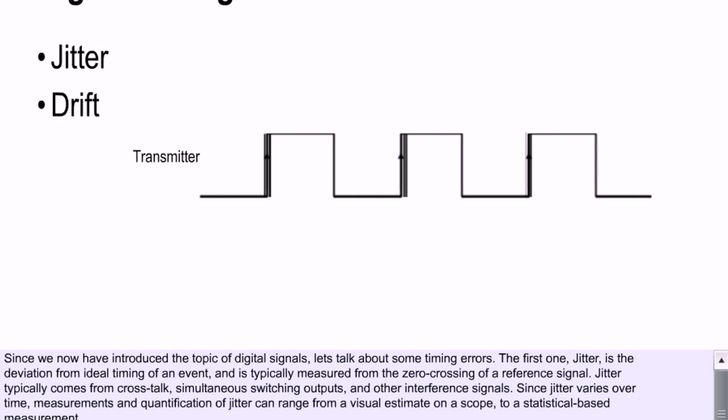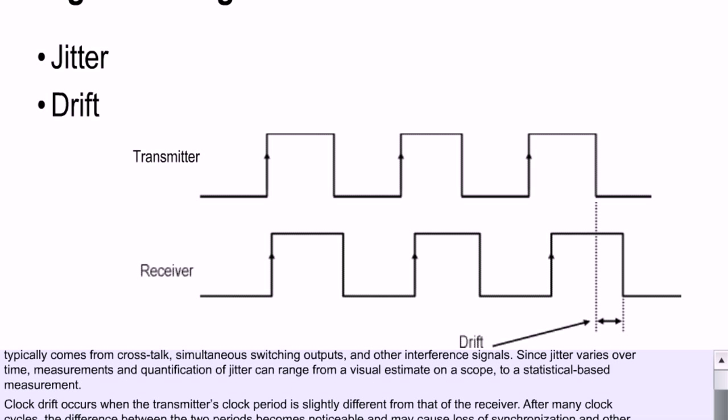Clock drift occurs when the transmitter's clock is slightly different from that of the receiver. After many clock cycles, the difference between the two periods becomes noticeable and may cause loss of synchronization and other errors. On the example shown here, the difference between the two clock signals is very noticeable after only 3 clock cycles. These errors are very easily measured using visual tools such as the eye diagram.